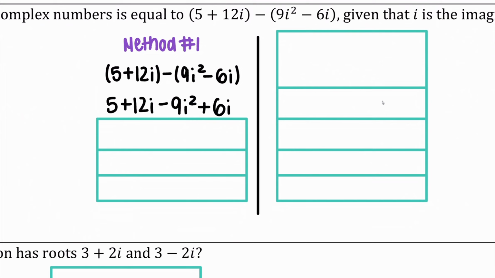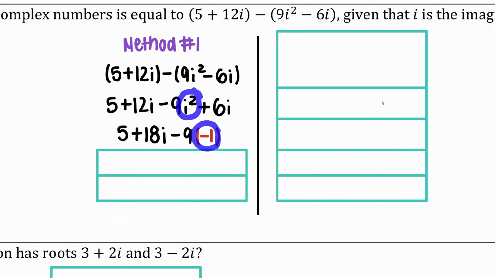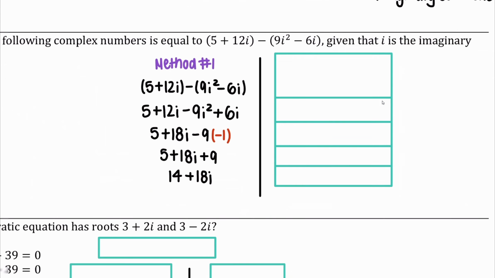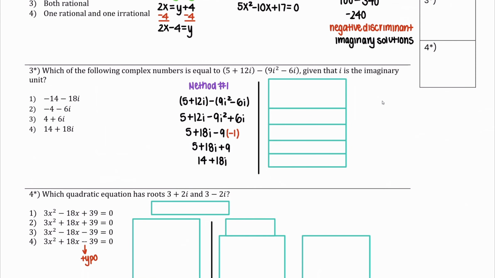From here, we can combine like terms of the i's, giving us 5 plus 18i minus 9. Because we know that i squared is negative 1, we can substitute it as such. Then simplifying even further, we combine the like terms of 5 and 9, giving us 14 plus 18i. And that gives us answer choice number 4.